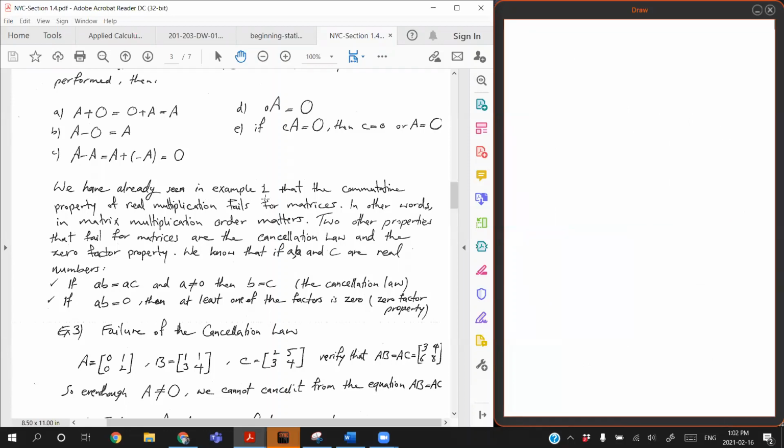So we have already seen in example 1 that the commutative property of real multiplication fails in matrices. So AB is not equal BA. In other words, in matrix multiplication, order matters. It matters in what order you multiply matrices. Two other properties that fail for matrices are the cancellation law and the zero factor property. So this one here, as I said, it's similar to the zero factor property. It's not the exact same thing because C is a scalar and A is a matrix.